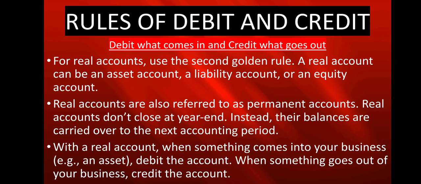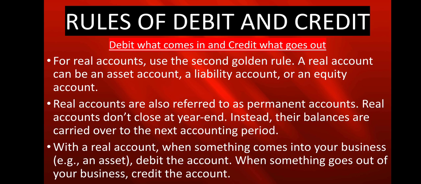So what happens? Debit what you're going to get, that is what is coming inside the business. Credit what is going out of the business. Look onto the slide, children. For real accounts, use the second golden rule. A real account can be an asset account, a liability account or an equity account. Real accounts are also referred to as permanent accounts. Why permanent accounts? Because real accounts don't close at the year end. Instead, their balances are always carried over for the next accounting period.